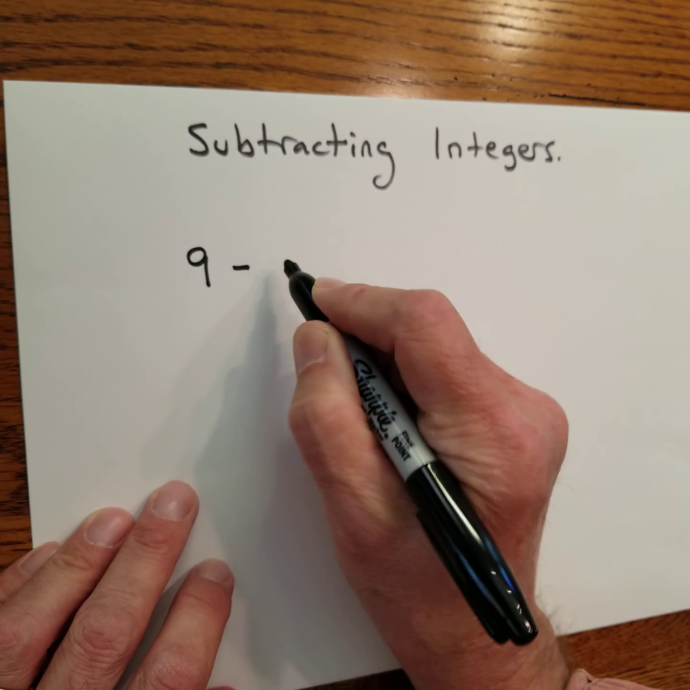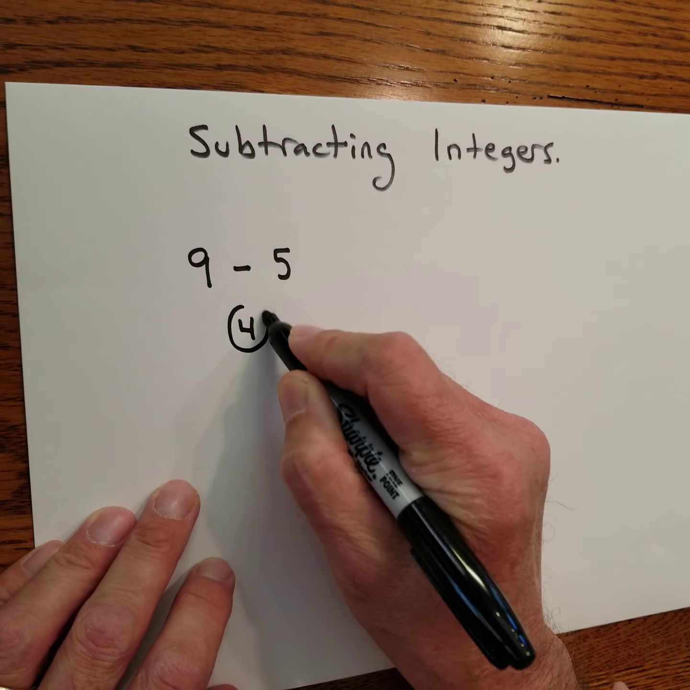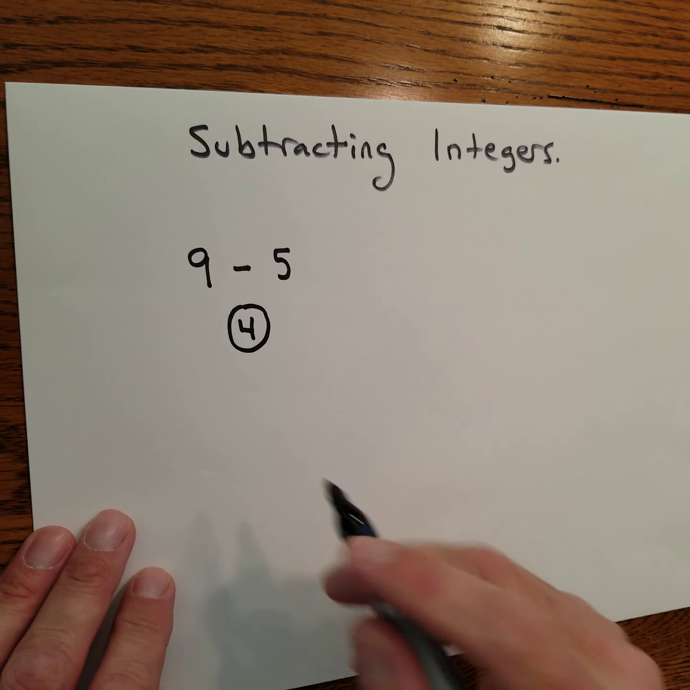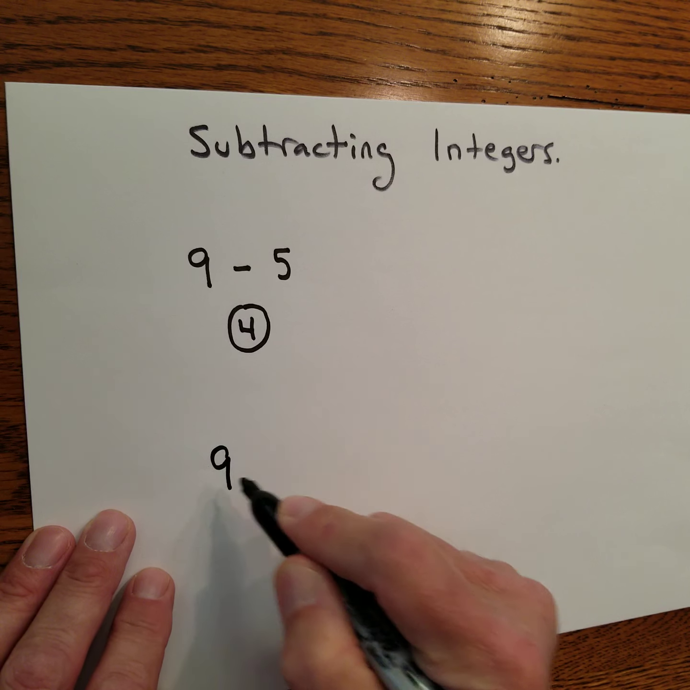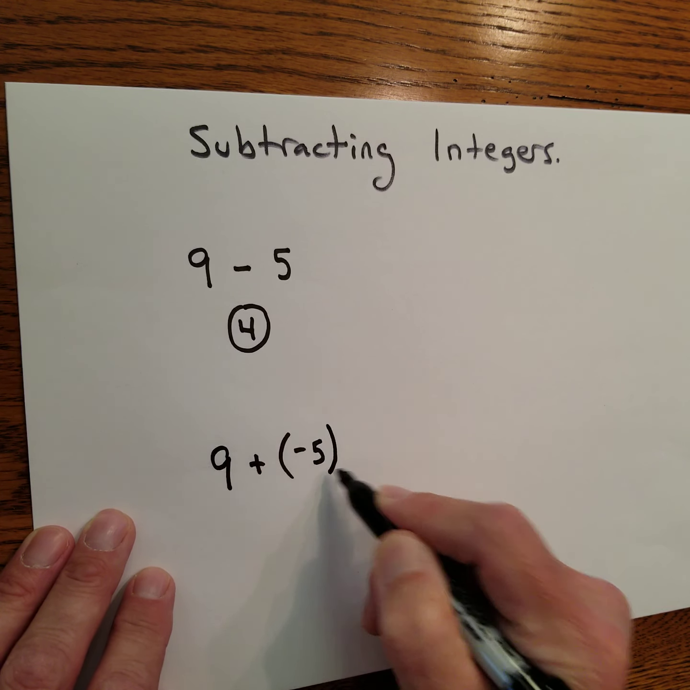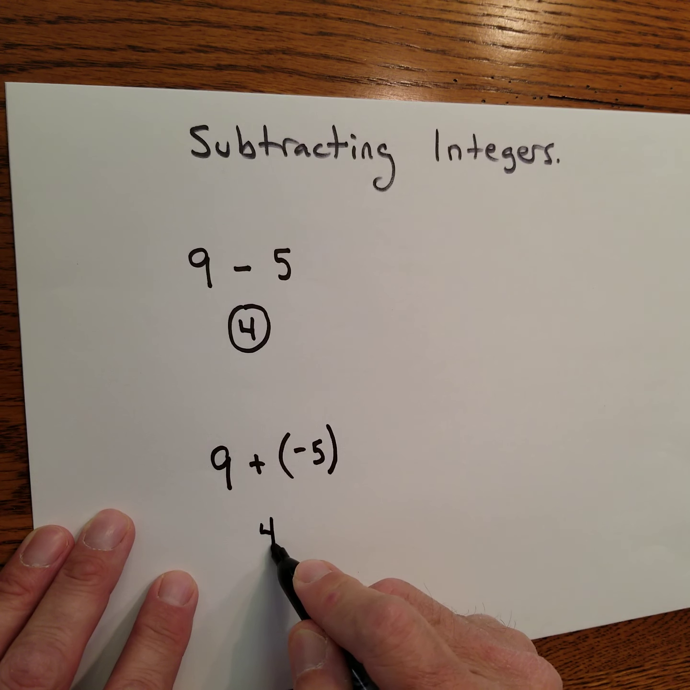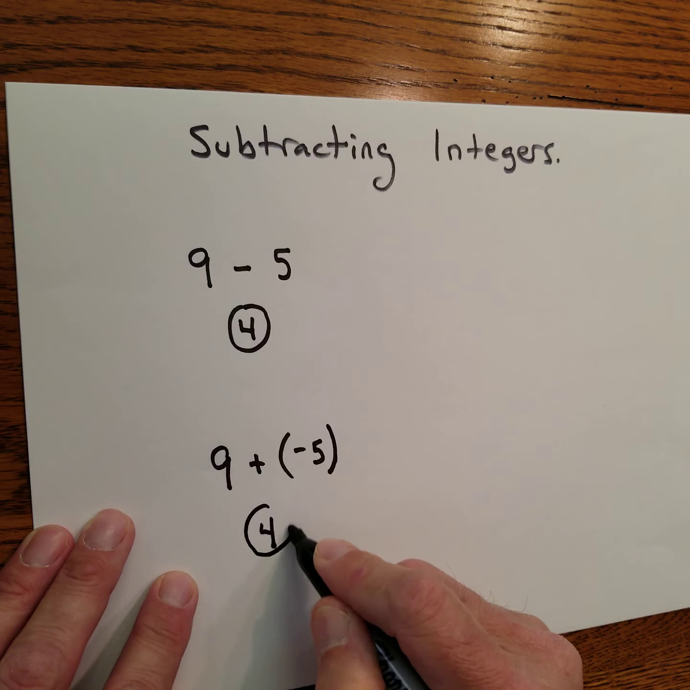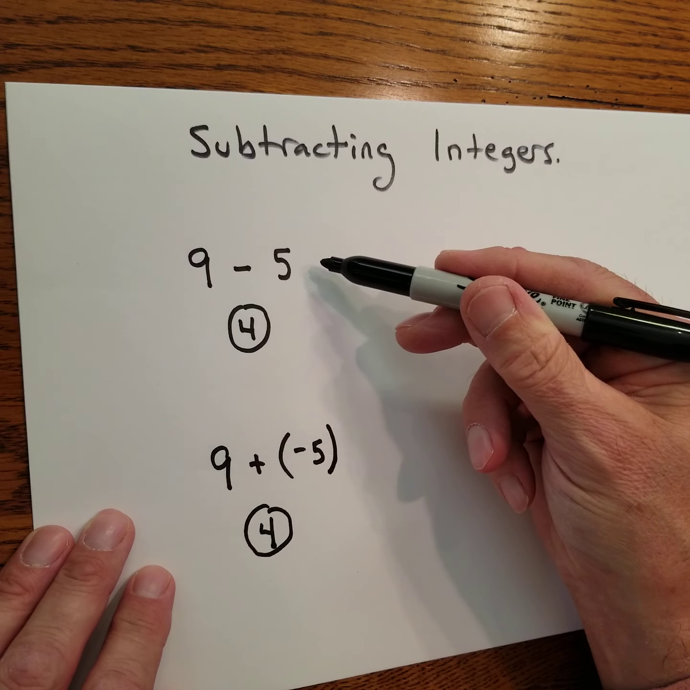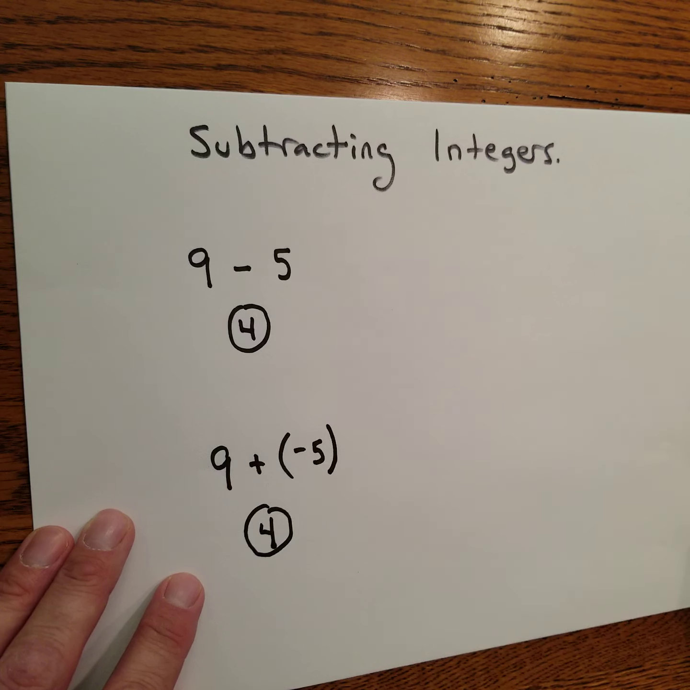We know that 9 minus 5 is 4. But isn't it also true that 9 plus the opposite of 5? Different signs, subtract, take the sign of the larger number. 9 minus 5 and 9 plus the opposite of 5 give the exact same number. Let's try that again.